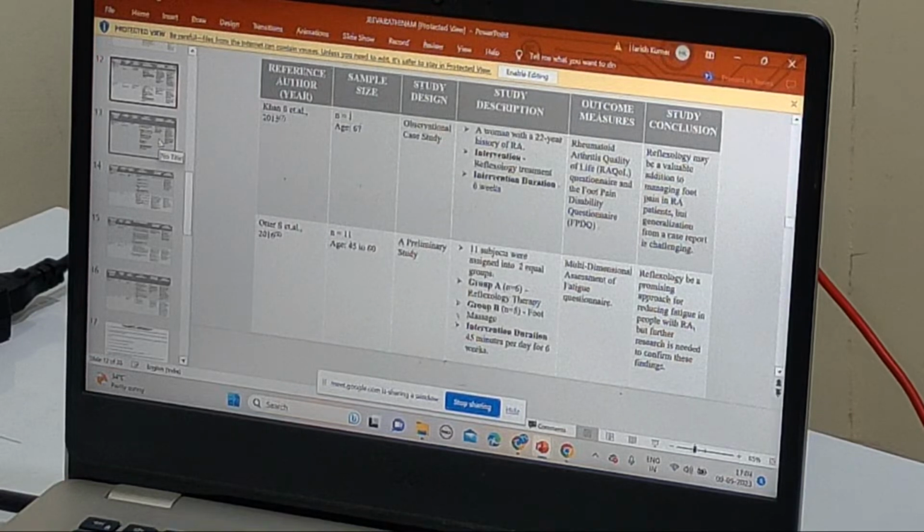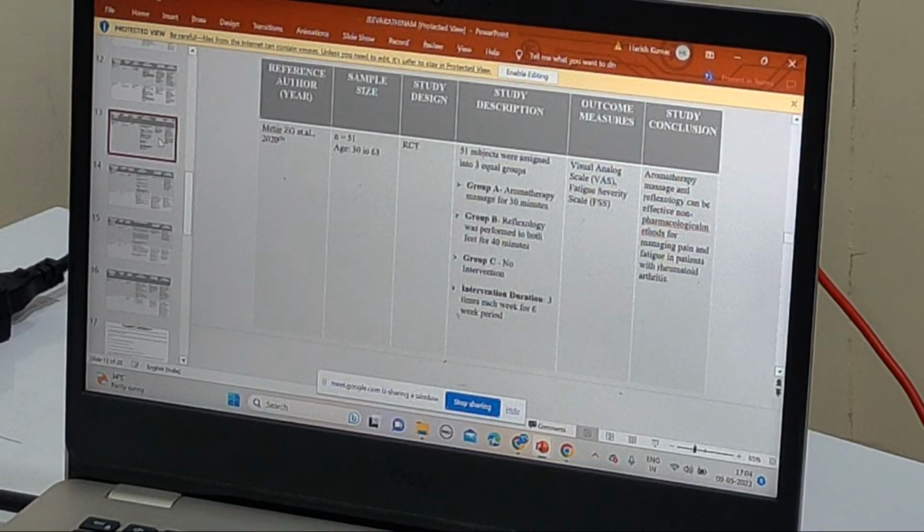And in the preliminary study, reflexology therapy and foot massage were given, where reflexology was considered a good treatment. The study by Medine used aromatherapy massage. Here, the aromatherapy massage was good compared to the reflexology therapy.